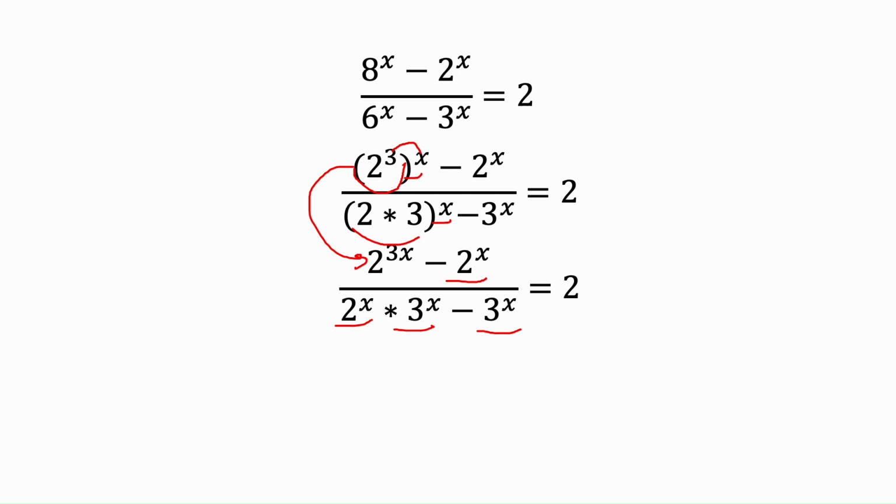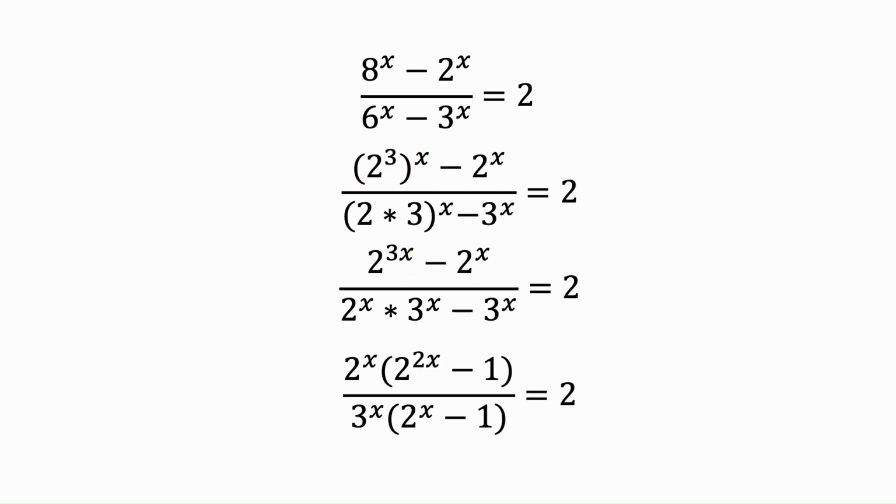And now we can see that 3 to the power x is similar in both terms, and 2 to the power x again is similar in these both terms too. So in the numerator we can factor out 2 to the power x, and in the denominator we can factor out 3 to the power x. So in the numerator we will have 2 to the power 3x minus x, because we're going to divide it by 2 to the power x, which is going to be 2 to the power 2x. And this is going to be 1, like this here.